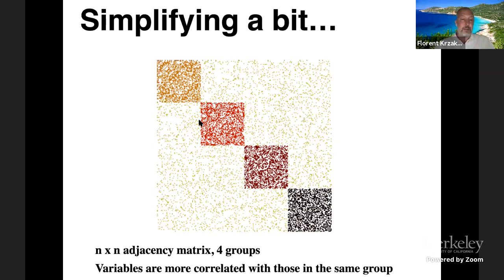We have n variables, and let's say that some of them are correlated and some of them are not. In this example, we have 4 groups of variables, and I'm drawing an adjacency matrix, or a graph if you want. Essentially, variables are correlated where there is a point, and not correlated where it's white. This is a model in which we have 4 groups of variables that are very much correlated together, while they are less correlated with the other groups.